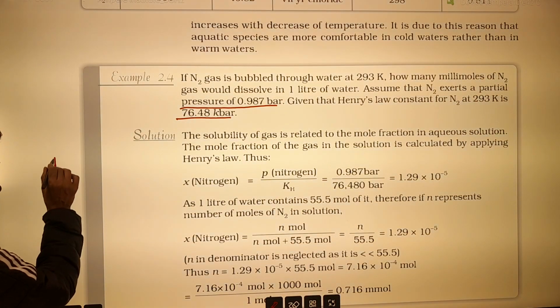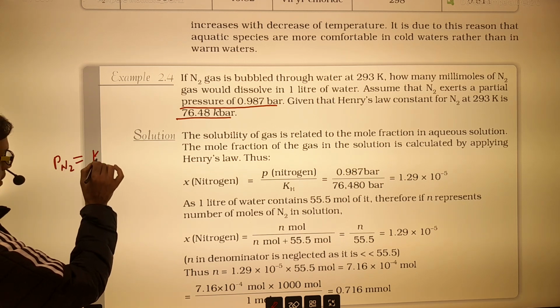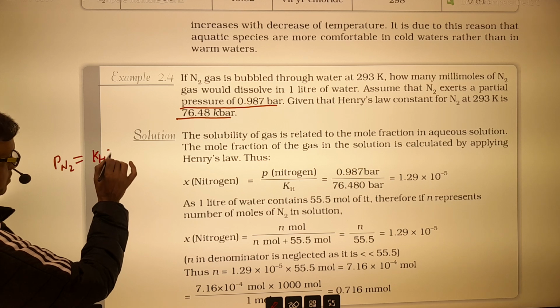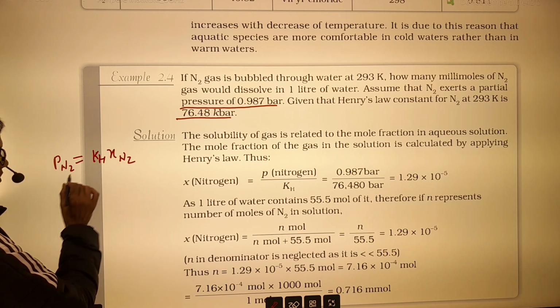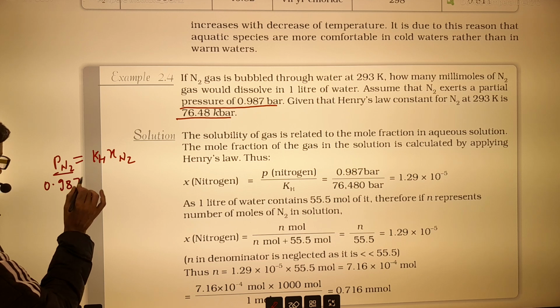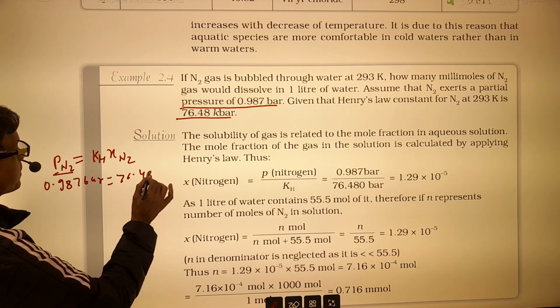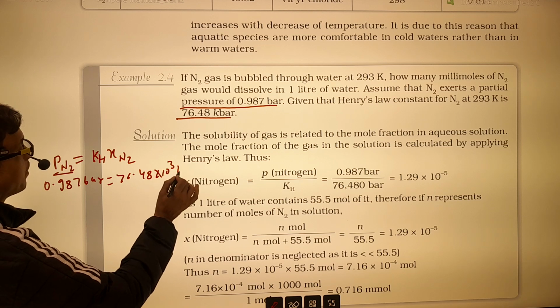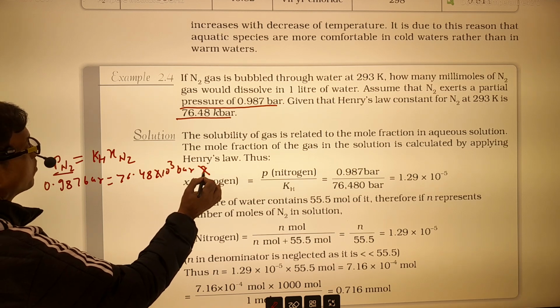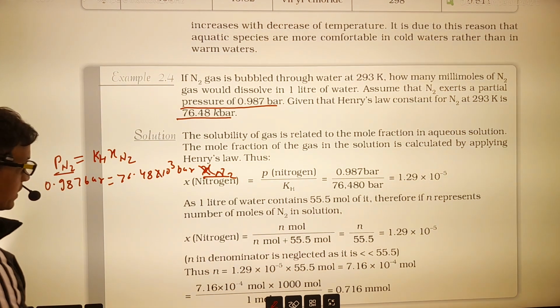You know Henry's law. So the partial pressure of nitrogen equals Henry's constant for nitrogen times the mole fraction of nitrogen. Here 0.987 bar is given, and K_H has been given as 76.48 kilobar, so 10 power 3 bar, into the mole fraction of nitrogen. So the mole fraction of nitrogen you can calculate.